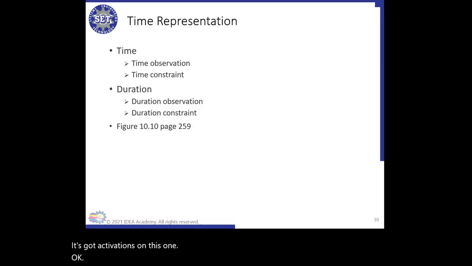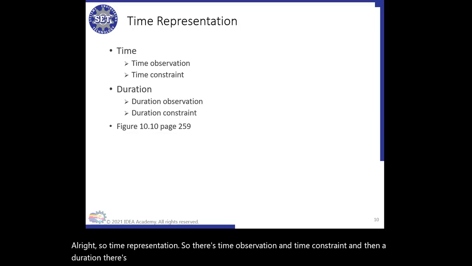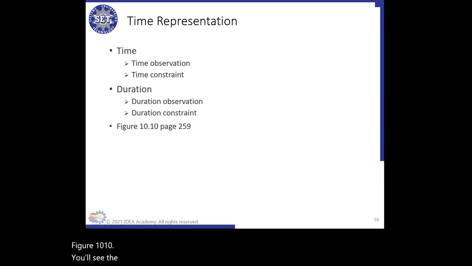Now, time representation: there's time observation and time constraint. And then there's duration, duration observation, and duration constraint. If you look at page 259, Figure 10.10, you'll see the representation of time in the sequence diagram, including a formula to increase and count the time.